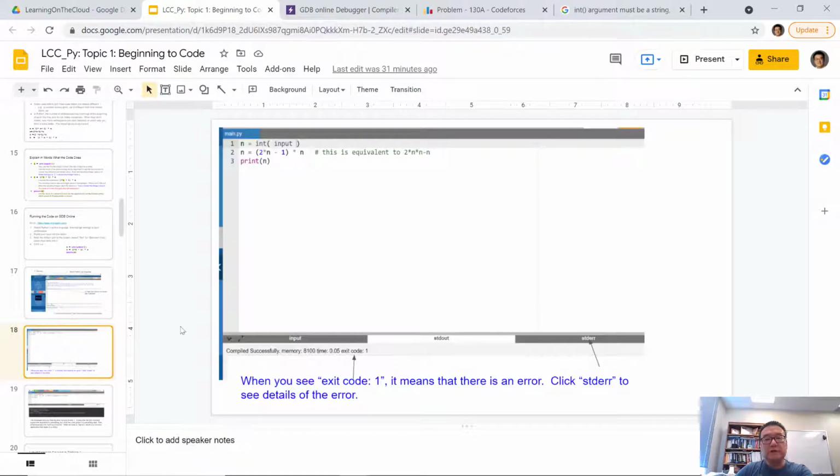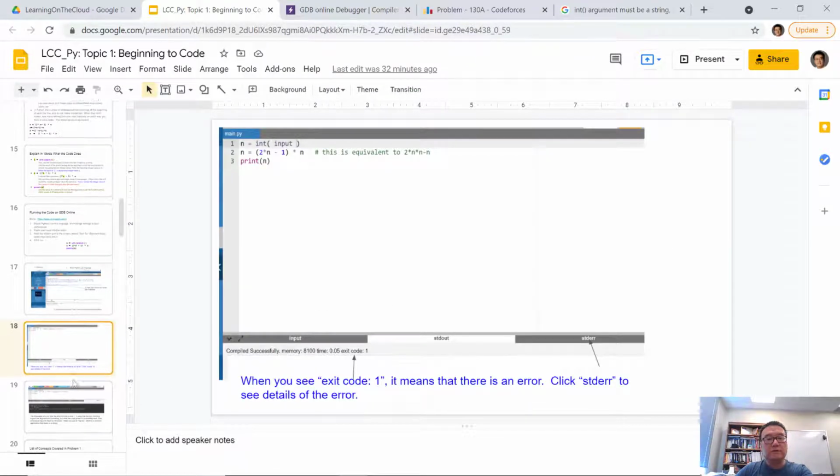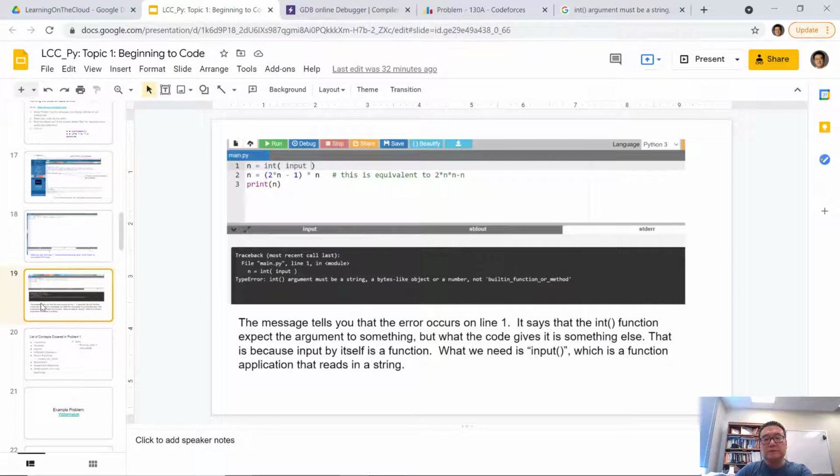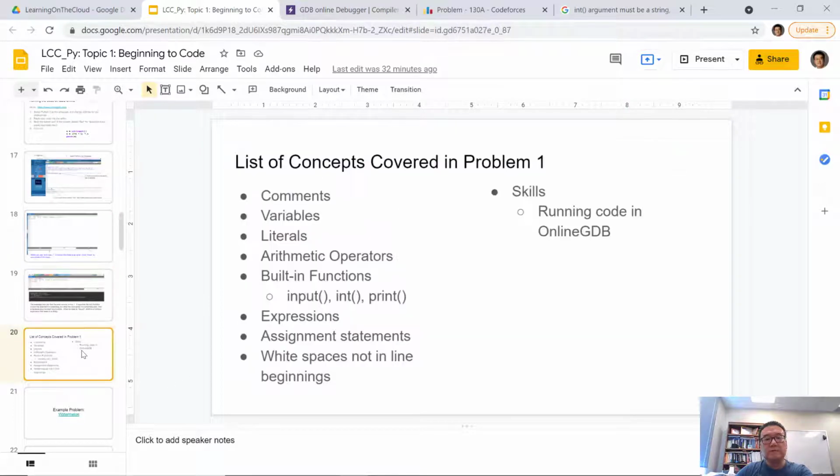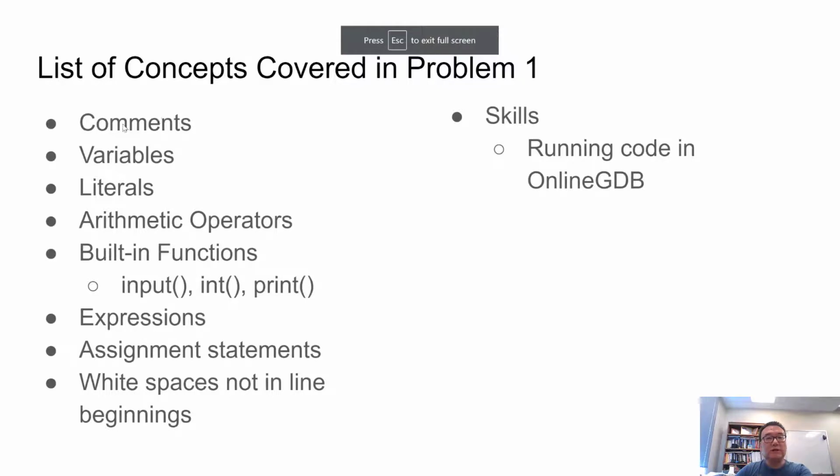So let's see, we covered that. To recap, in problem 1, we covered these programming concepts: comments, variables, literals, arithmetic operators, built-in functions, function applications and expressions, assignment statements, and also the syntactic convention for white space that is not at the beginning of lines. And we also showed how to run code in OnlineGDB and how to check the error.